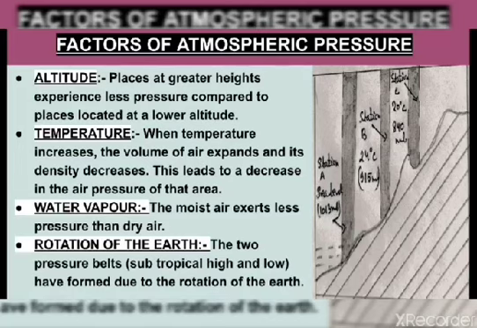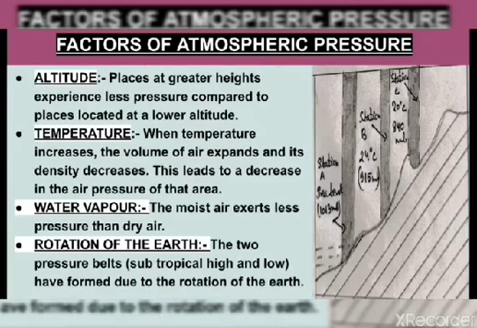The next is water vapor. Air which contains moisture is lighter than dry air. Therefore, moist air exerts less pressure than the dry air. Presence of water vapor in the air expands the volume and decreases the density. Hence, moist air always ascends. The last factor is rotation of the earth.